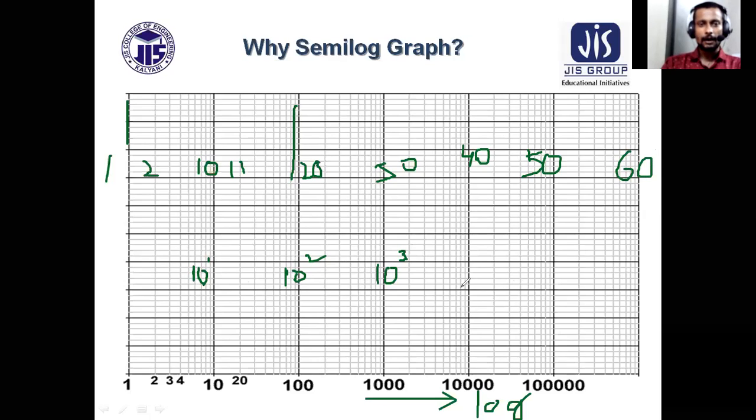So in millimeter graph paper, we get 1 to 30 variation in this span. In semi-log graph paper, we will get 1 to 10 cube variation within the same span. That is 1 to 1000 variation. So a large amount of data, or a large amount of frequency variation, could be accommodated within a small span if we use log scale in the x-axis.